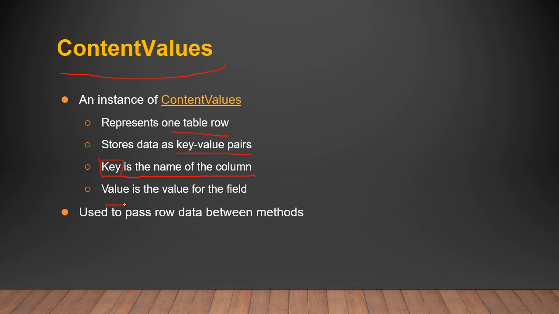And value is nothing but the value for the field or the cell that we want to store there. It is used to pass raw data between methods. If you still do not know how to use content values, don't worry. We will work out a nice example alongside other stuff that we have learned so far in Android Studio, in order to conceptualize your understanding about SQLite database and SQLite operations.